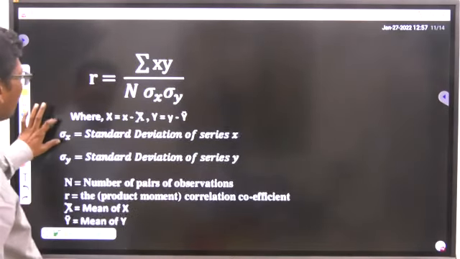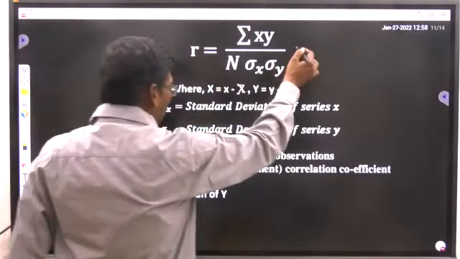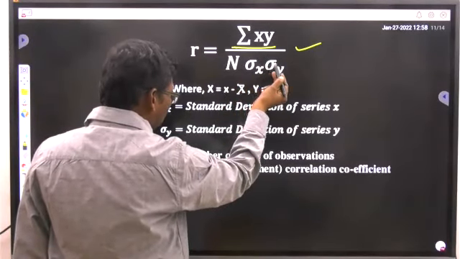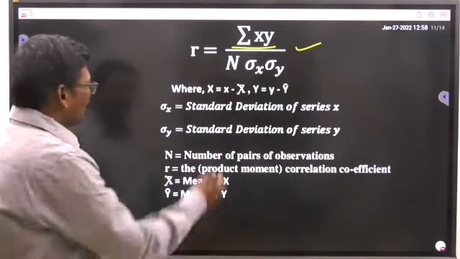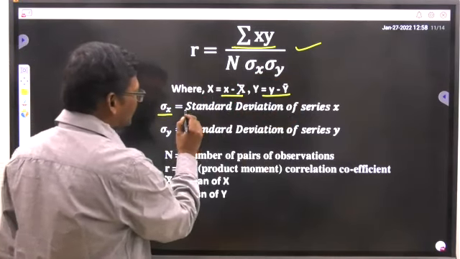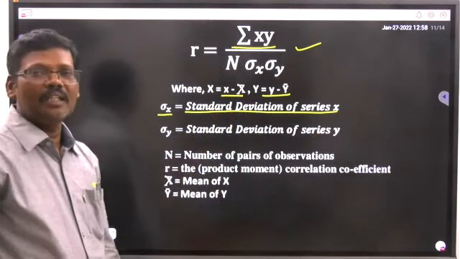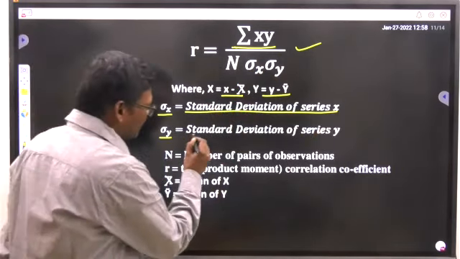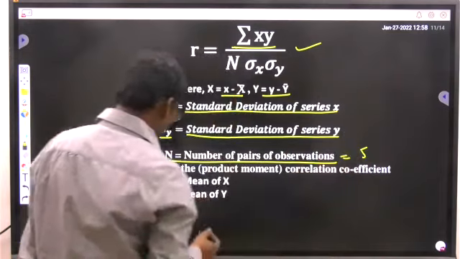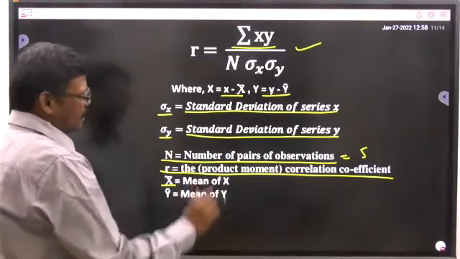The formula to understand the correlation, the Karl Pearson coefficient of correlation, is r equal to sigma xy divided by n into sigma x sigma y, whereas x is equal to X minus x bar, and y is equal to Y minus y bar. Sigma x is nothing but the standard deviation of the x series. Sigma y is the standard deviation of the y series. n is the number of pairs of observations, we have 5. r is the coefficient of correlation of Karl Pearson. So we know all this.